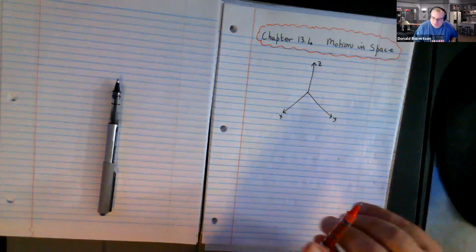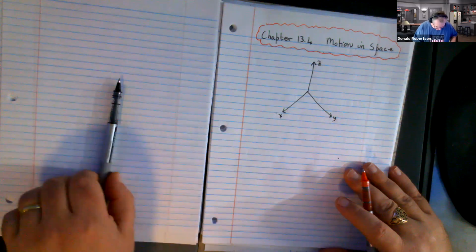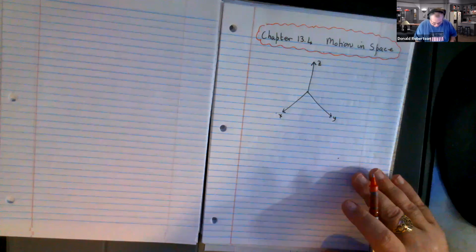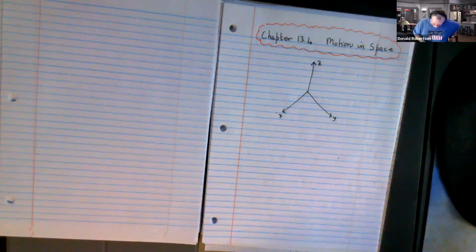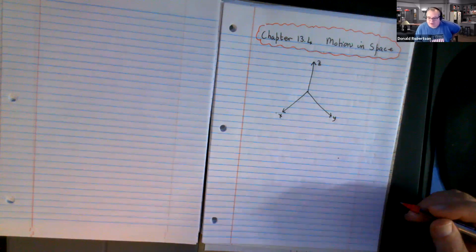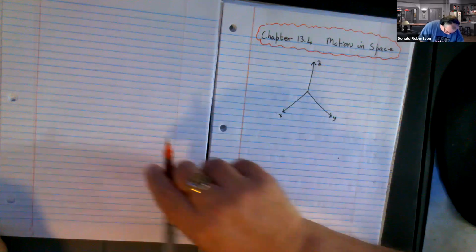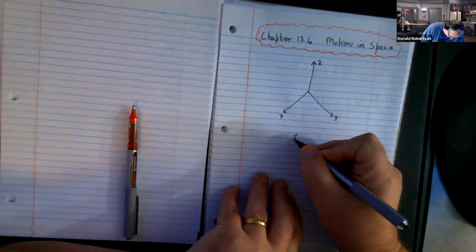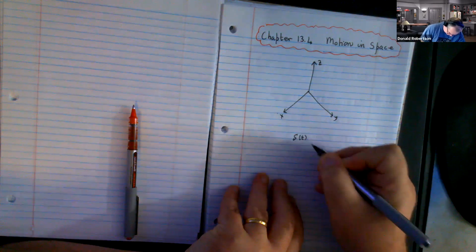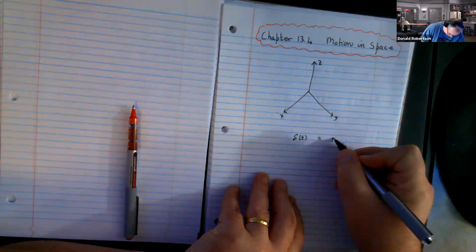Well, hello everyone. What we're doing today is starting our next section, 13.4, to do with motion in space. The equivalent to this would be when you did things like in Calc 1. If you had a function, let's say it's called your position function, S of t, it would typically be called your position function.